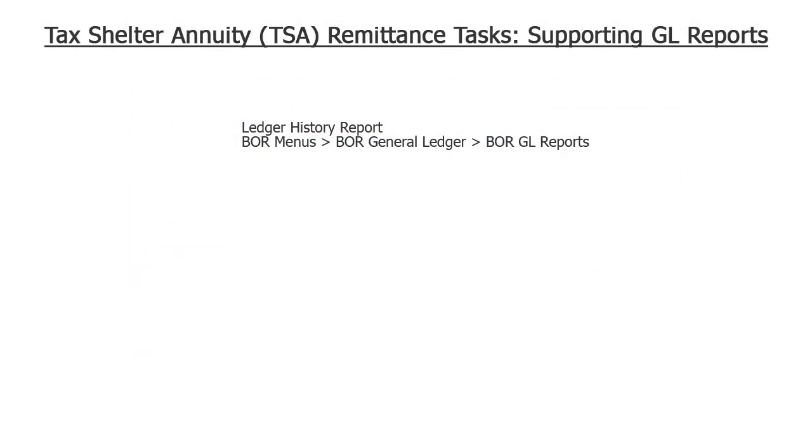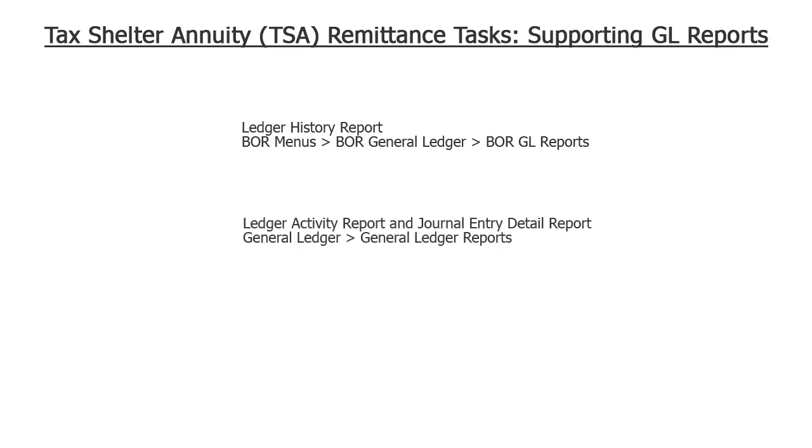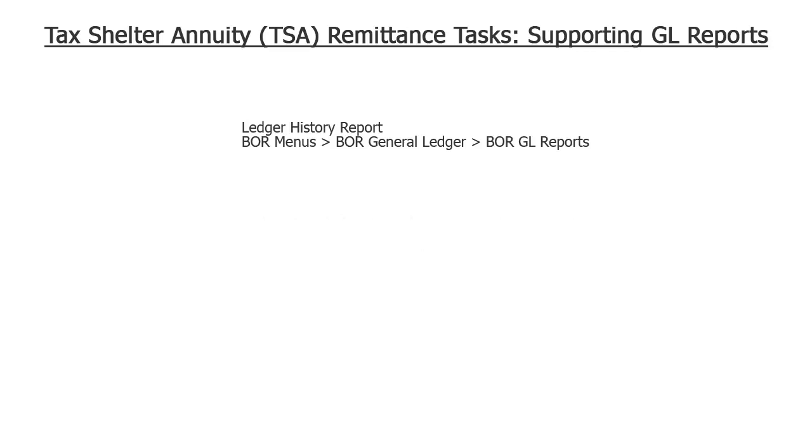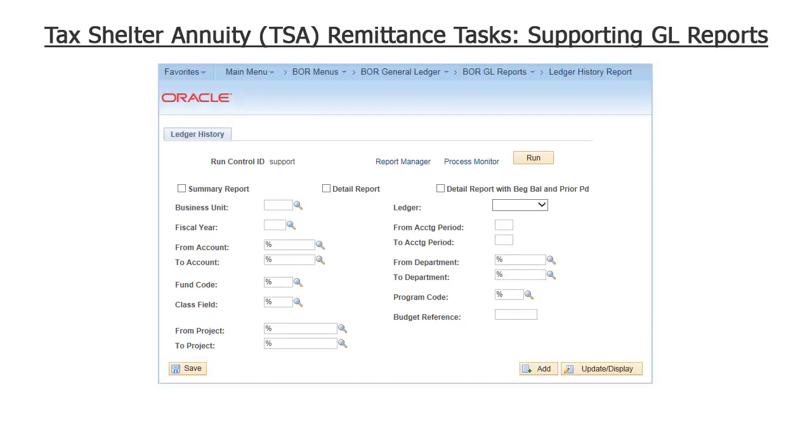As we mentioned earlier, you can find the Ledger History Report under Board Menus, Board General Ledger, and then Board GL Reports. And you can find the Ledger Activity Report and the Journal Entry Detail Report under General Ledger and then General Ledger Reports. One note about the Ledger History Report: it has been redesigned for this upgrade to PSFIN 9.2. When you run the report now, you simply select a checkbox to choose whether you want Summary, Detail, or Detail with Beginning Balance.